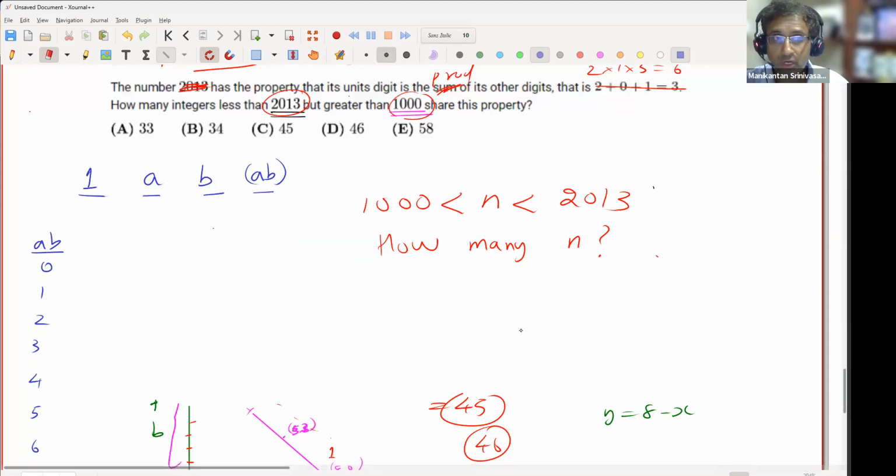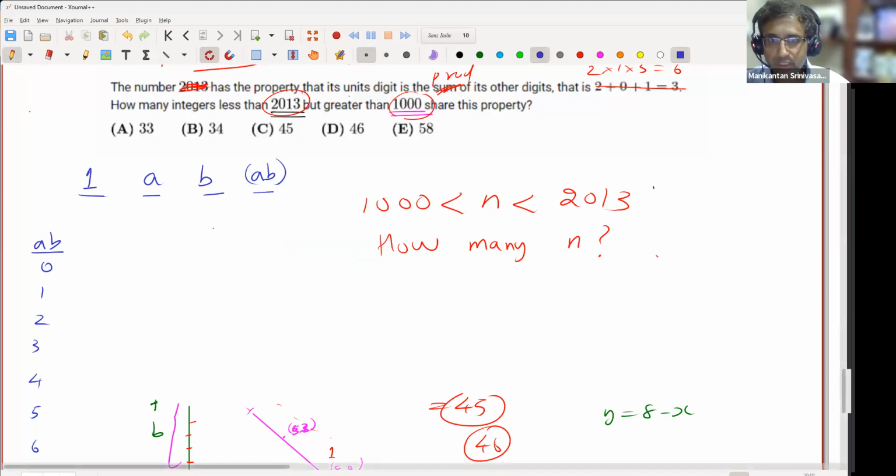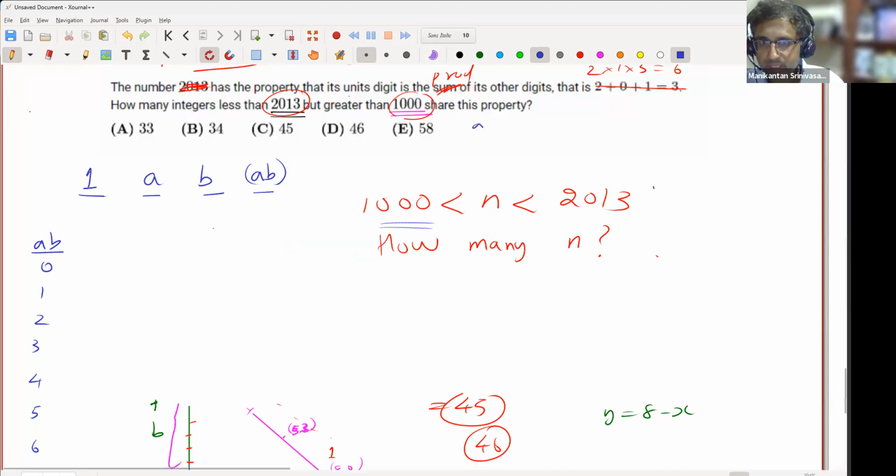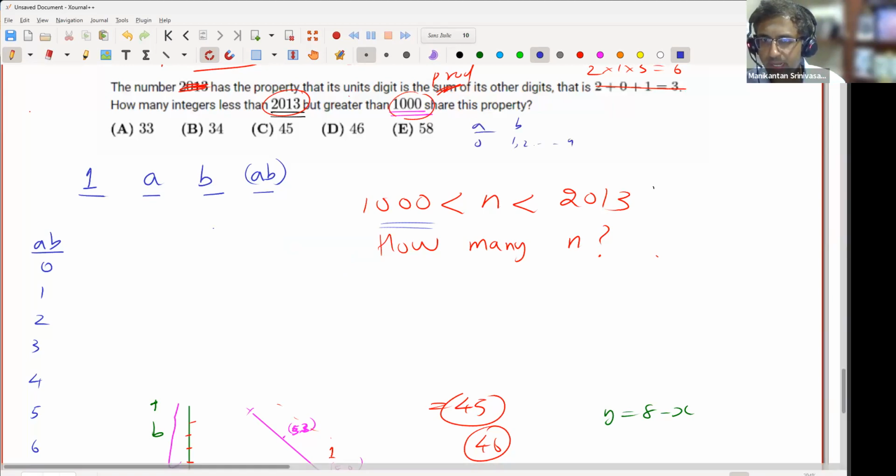Correct. So both cannot be simultaneously 0, because then the answer will be 1000, which is not within our range, even though it's a valid number, right? So if A is 0, then B can be anything from 1, 2, till 9. And likewise, if B is 0, A can be anything from 1, 2, so on till 9. So which is 9 plus 9, is it 18?